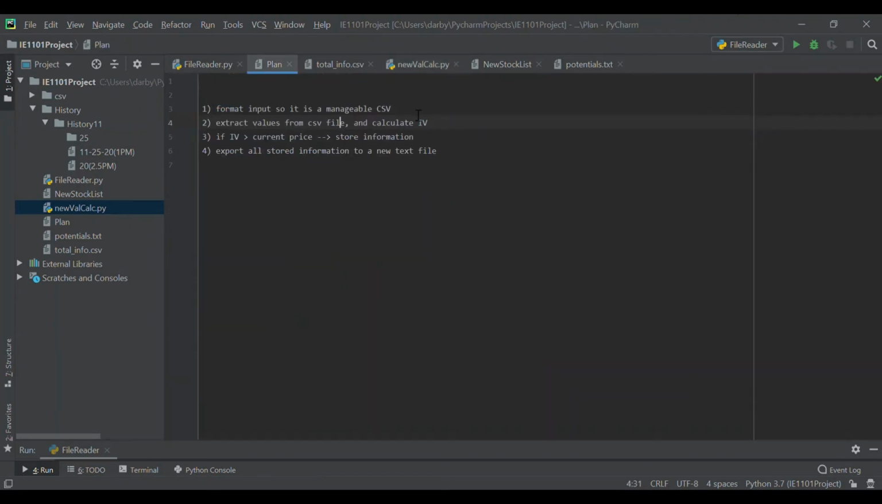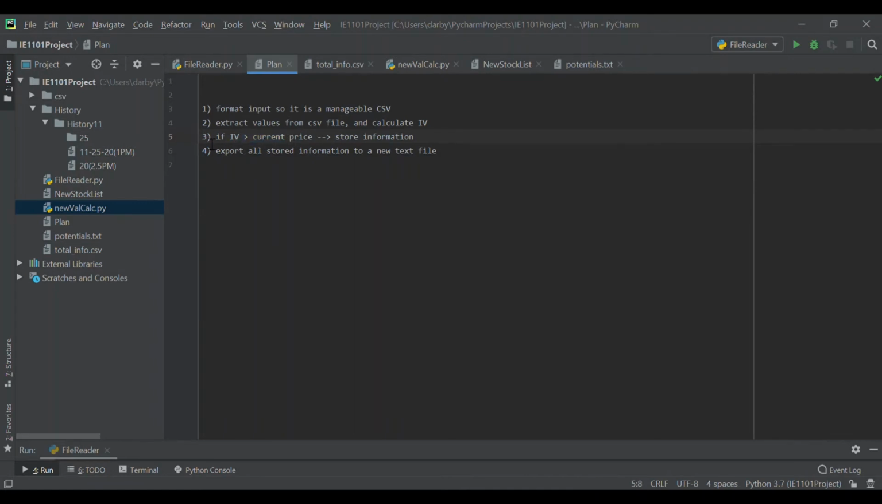All right, so here we are. We just finished up with step 2 of our plan. So we got our values from the CSV and calculated our intrinsic value here. So now we're on part 3, and we actually kind of did part of part 3. So we even have a Boolean variable that's associated with the intrinsic value being larger than the current price.